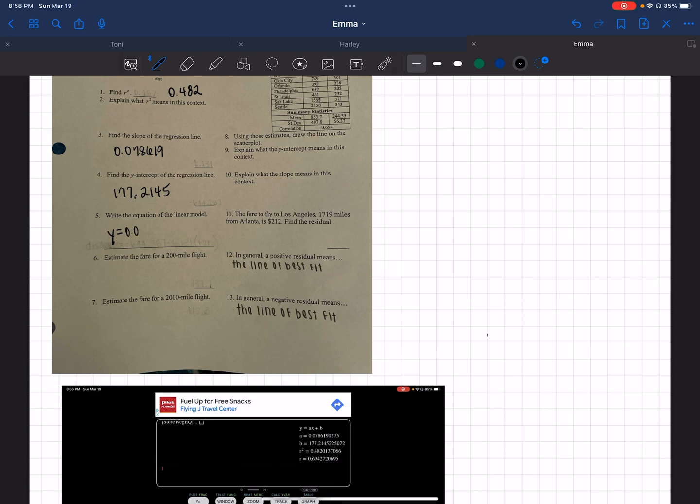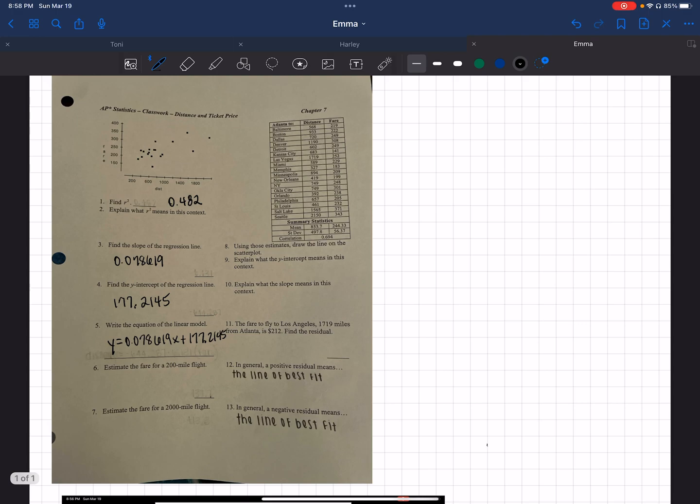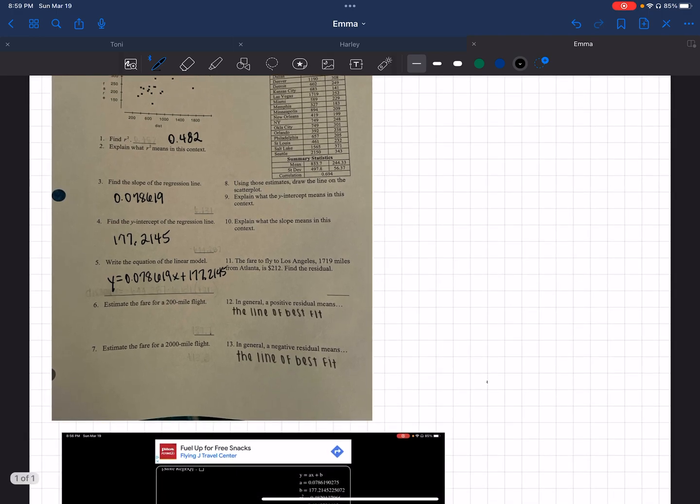Okay, and then it says write the equation of the linear model. So that's going to give me y equals 0.078619x plus 177.2145 approximately. Okay, and yeah, I just got my calculator to tell me all that. I'm not sure if you were putting it in the calculator or not. You had the correct R squared.